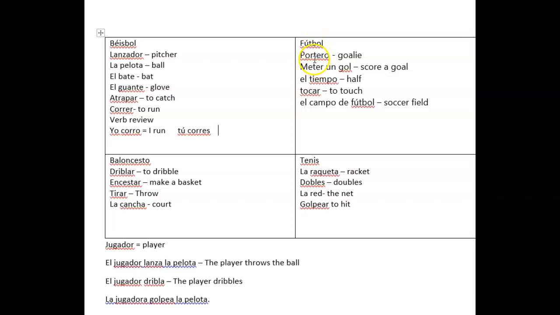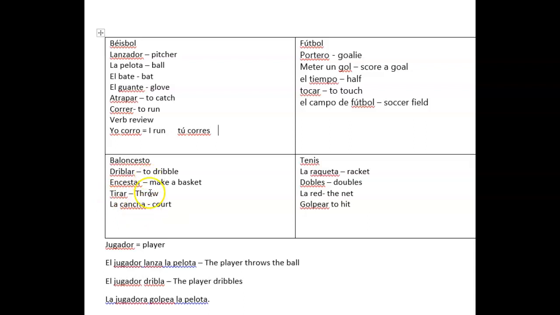We've got portero for goalie, meter un gol, el tiempo, or if it's two, you could say los tiempos for halves, tocar, to touch, and el campo de fútbol. Basketball or baloncesto. Driblar, to dribble, encestar, make a basket, tirar, to throw, and then la cancha is court.